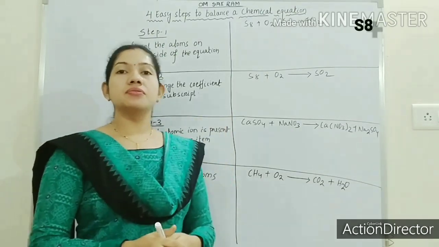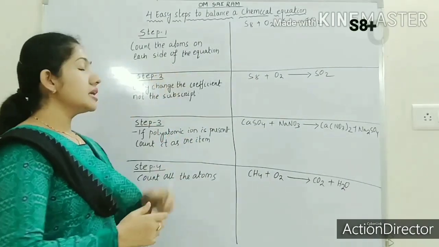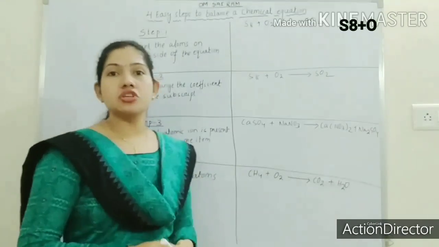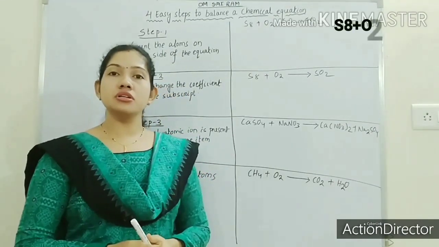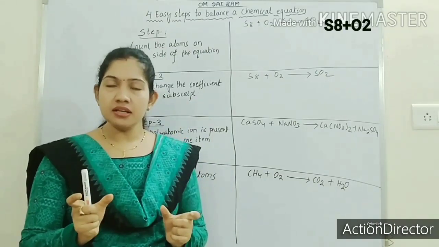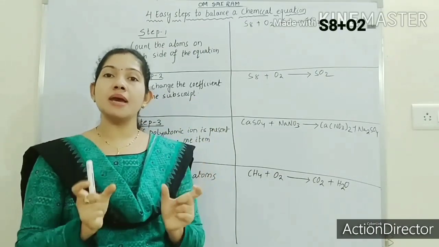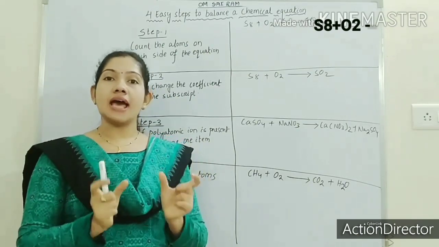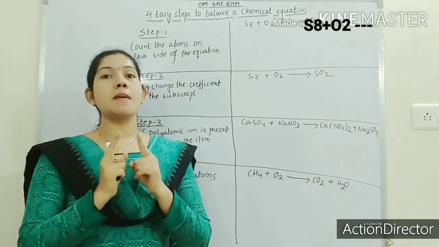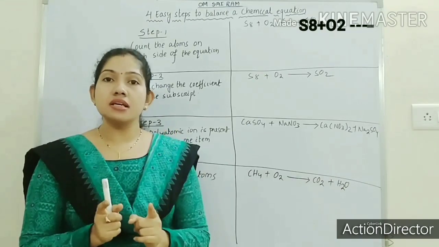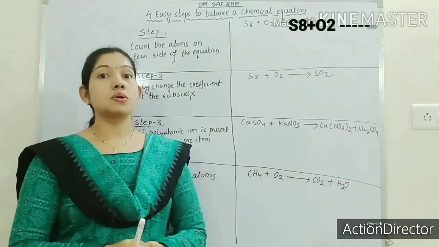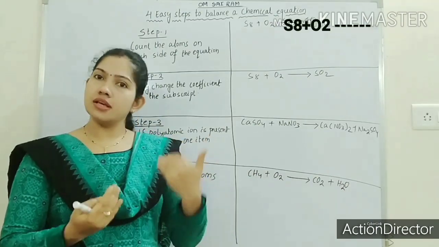One by one. The first step here I have written is to count the number of atoms on each side of the equation. How many sides does an equation have? It has two sides, the left hand side and the right hand side. So the first step we have to follow is to note down the number of atoms present on each side of the equation.